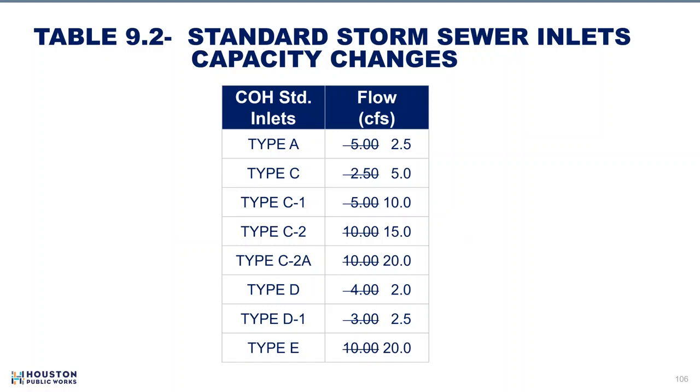This table shows what we have changed on the storm sewer capacity. It's a pretty big change. You can see that for type C2, originally the published IDM said 10 cubic feet per second, but now it's 15. So before you do the design, make sure how you calculate it shows the CFS, and this is the design capacity you should use, not the old design standard.